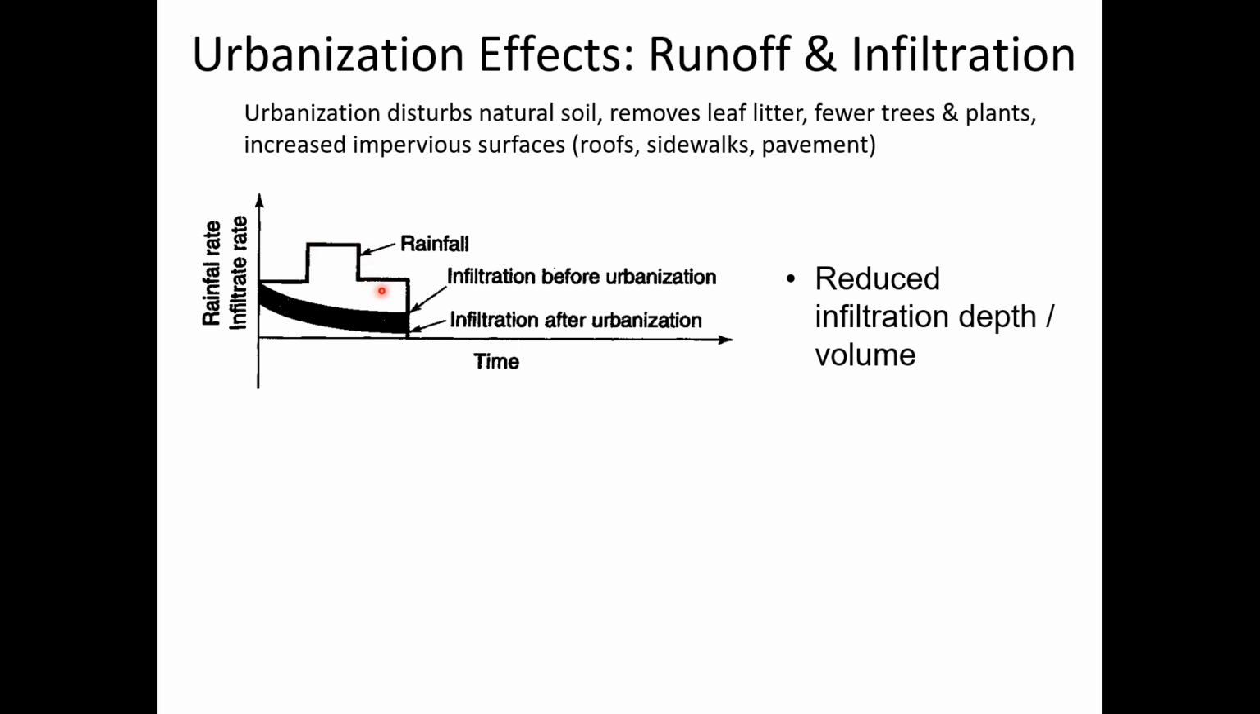On the same figure, we're also representing infiltration. And so the top of this curve is what the infiltration, meaning rainfall getting into the soil, was before urbanization, back when there was leaf litter, there was plants, there was loose soil, lots of water got down underground. But then after urbanization, there's less infiltration.